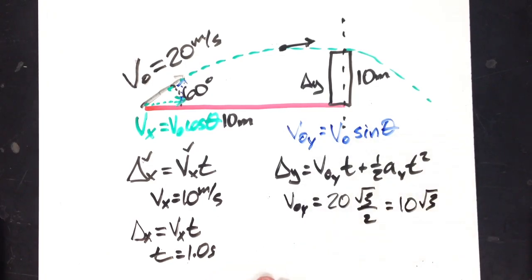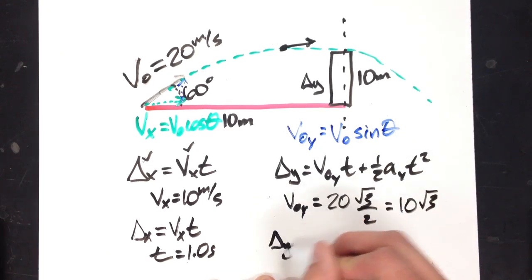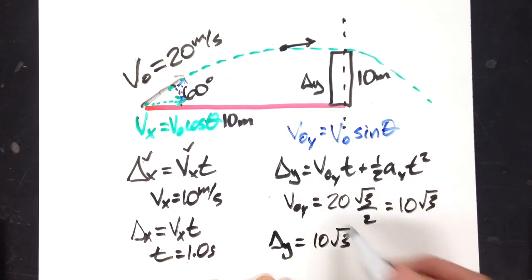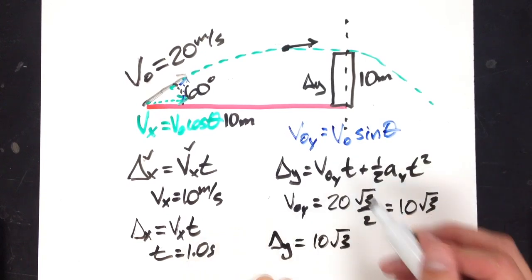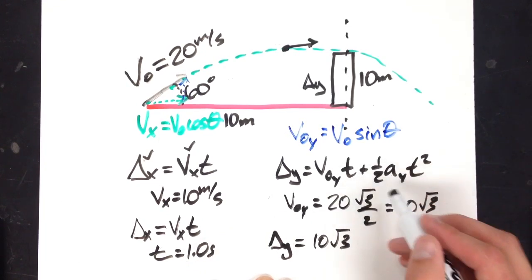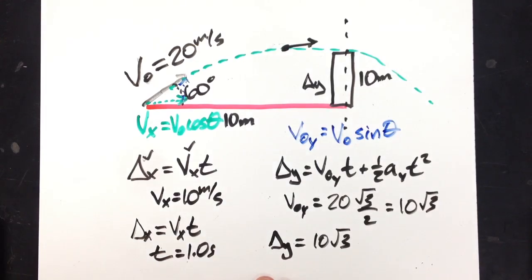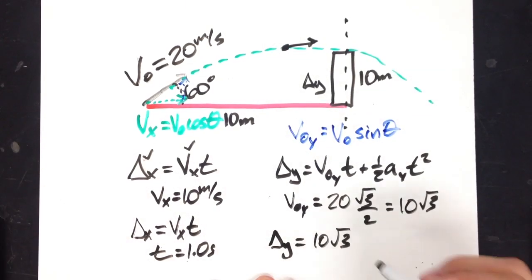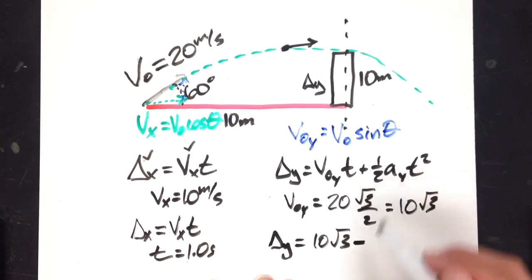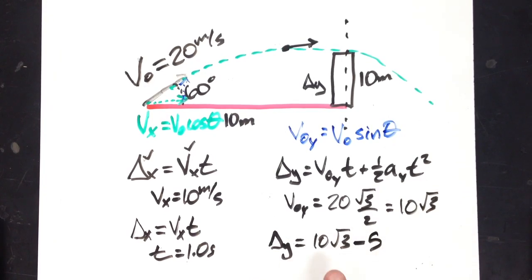So let's plug in all of our values. I've got delta y equals V0y, 10 square root 3, times my time, which is just 1 second. Well, there's just 10 square roots of 3. Now, my ay, I'm just going to use negative 10. And so that would be minus 1/2 of 10, which would be 5, and then 1 squared, which is just 1. So it's just 10 square roots of 3 minus 5.